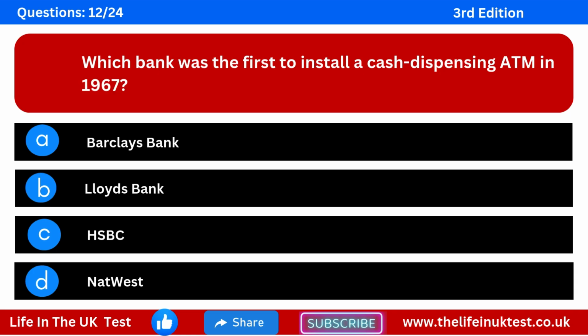Question 12. Which bank was the first to install a cash dispensing ATM in 1967? Option A, Barclays Bank. Option B, Lloyds Bank. Option C, HSBC. Option D, NatWest.